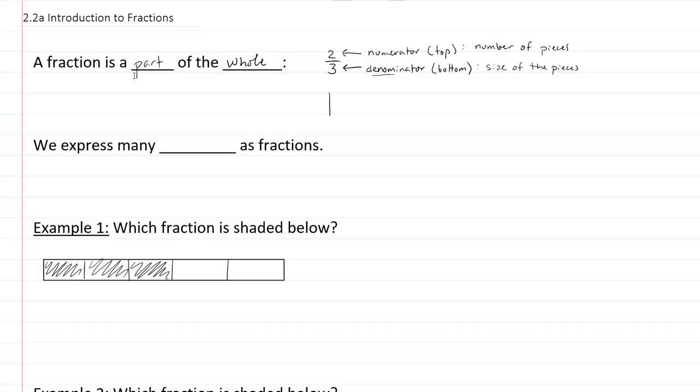So let's draw a picture of what this might look like. Say I had a candy bar, right? If I cut it into 3 pieces, this matches my denominator being 3 because a whole is 1, but I have 3 as my denominator, so I have 3 possible pieces, but I only have 2 of the pieces. That's what 2/3 would look like as a fraction.